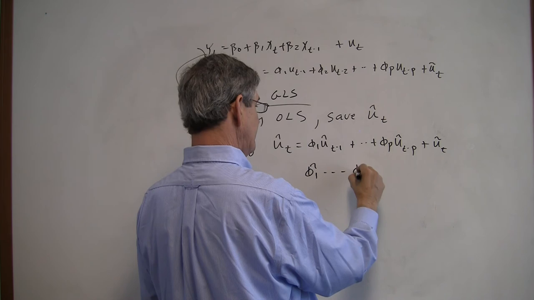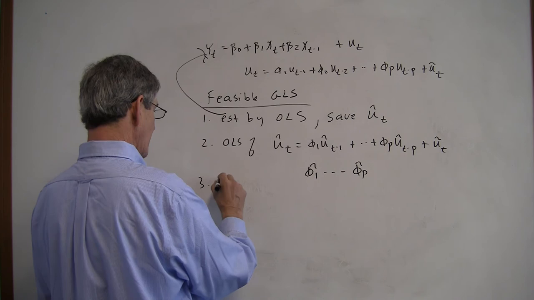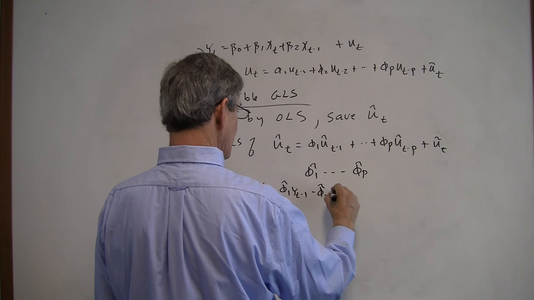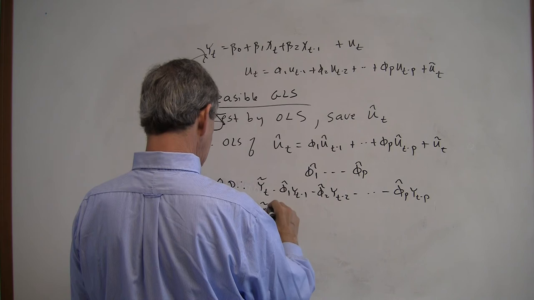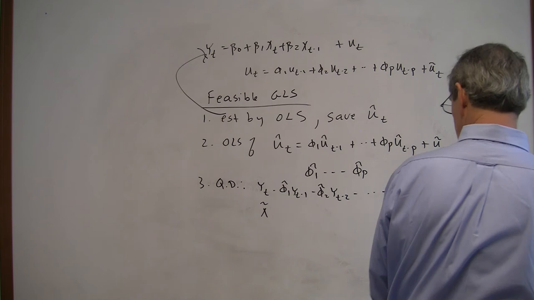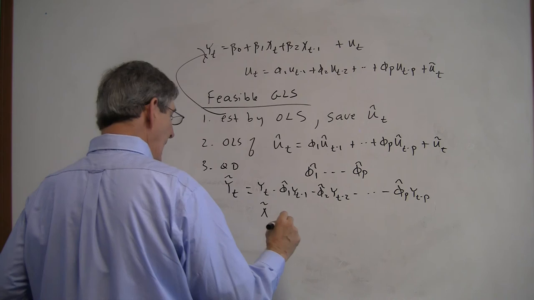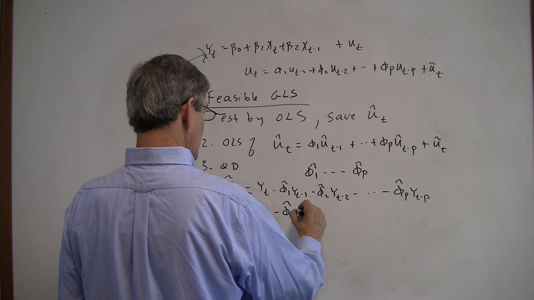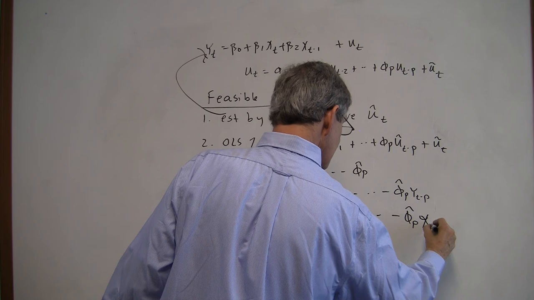So this is the only thing that's really different so far. You just have to regress it on p lags of the saved error. Three, the quasi differences are a little bit different. It'd be y t minus phi 1 hat y t minus 1 minus phi 2 hat y t minus 2 minus phi p hat y t minus p. So three is the quasi differences, and y tilde t equals that, and x tilde t would be similar. It'd be x t minus phi 1 hat x t minus 1 minus phi 2 hat x t minus 2, all the way out to phi p hat x t minus p.